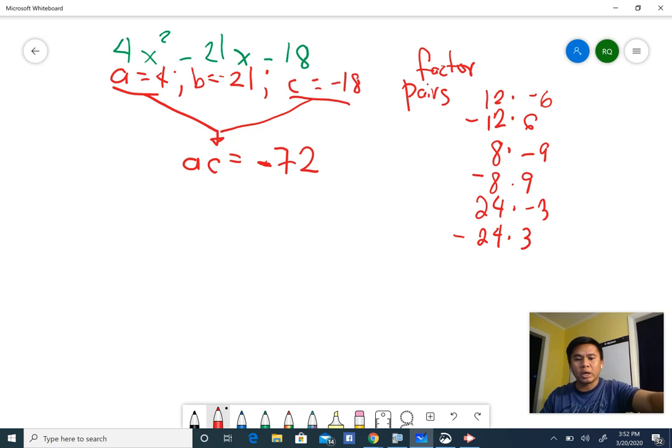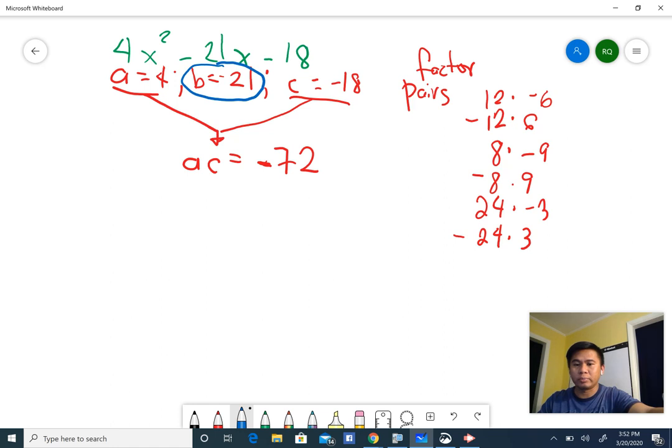Now the next thing to do is to select which among these factor pairs would add up to the middle term, or the middle number, which is negative 21. And as we can see in here, if you add negative 24 and 3, the sum will be the middle term, which is negative 21.